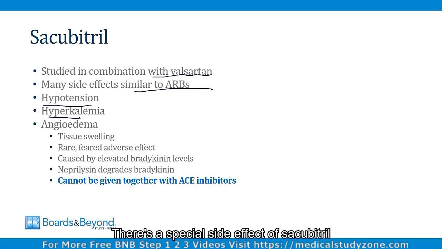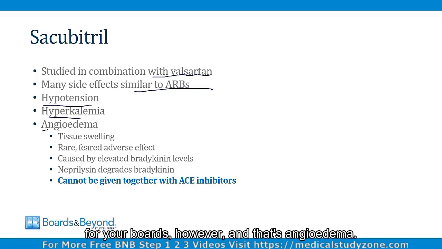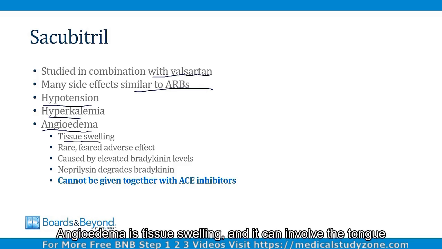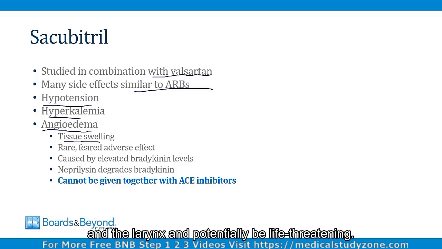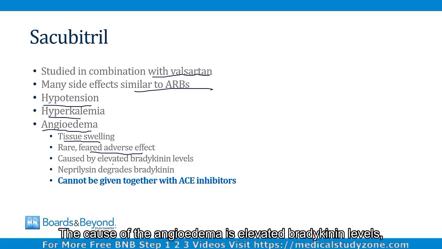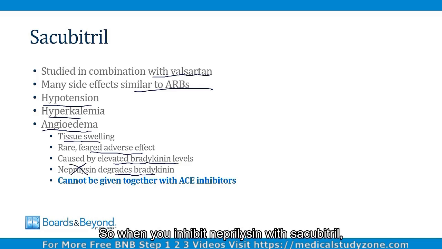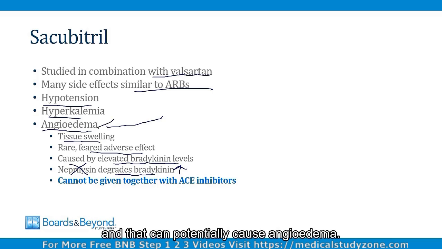There's a special side effect of sacubitril when you give it as Entresto that you need to know about for your boards, however, and that's angioedema. Angioedema is tissue swelling, and it can involve the tongue and the larynx and potentially be life-threatening. This is a rare, feared adverse effect of giving someone Entresto, which contains valsartan and sacubitril. The cause of the angioedema is elevated bradykinin levels, and this occurs because neprilysin normally degrades bradykinin. So when you inhibit neprilysin with sacubitril, you can boost the levels of bradykinin, and that can potentially cause angioedema.